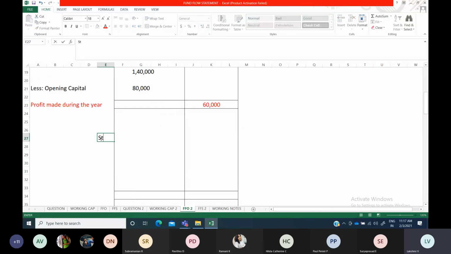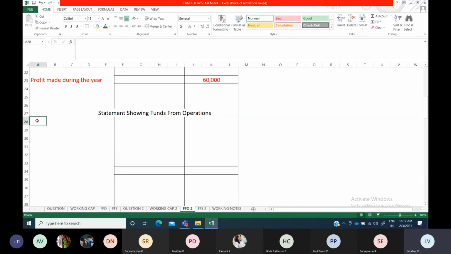You can mention a separate heading. You have to mention again: statement showing funds from operation, or calculation of funds from operation. Anything you can write, calculation of funds from operation or statement showing funds from operations. Okay. Again, better to mention particulars, everything. Particulars. And then your amount column.